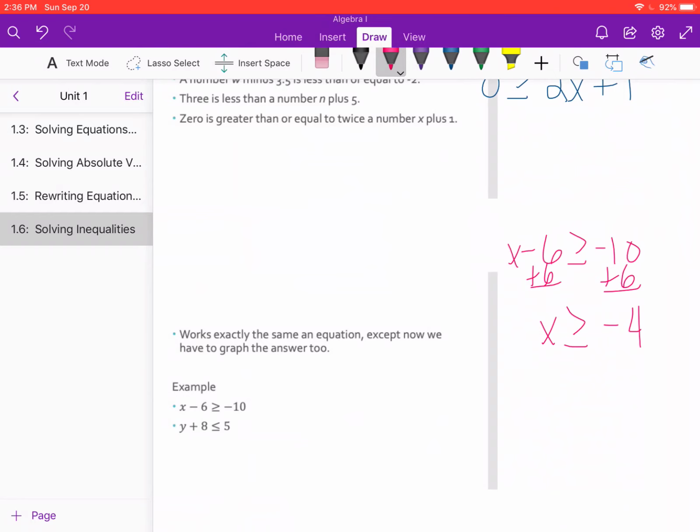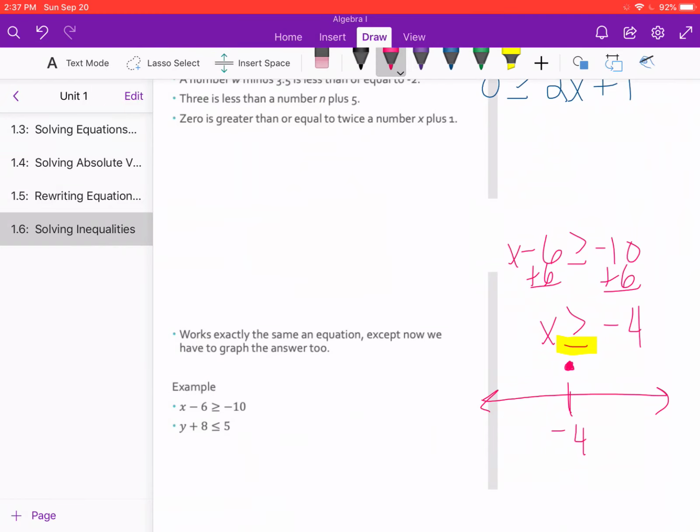Now let's look at what that would look like on a graph. Here's my graph, and here's negative 4 on a number line. We're just putting it on a number line. First we have to determine whether we're going to use an open circle or a closed circle, and the way we determine that is if it has an equal to or not. This one does have the equal to at the bottom, so we're going to make this a closed circle at negative 4.